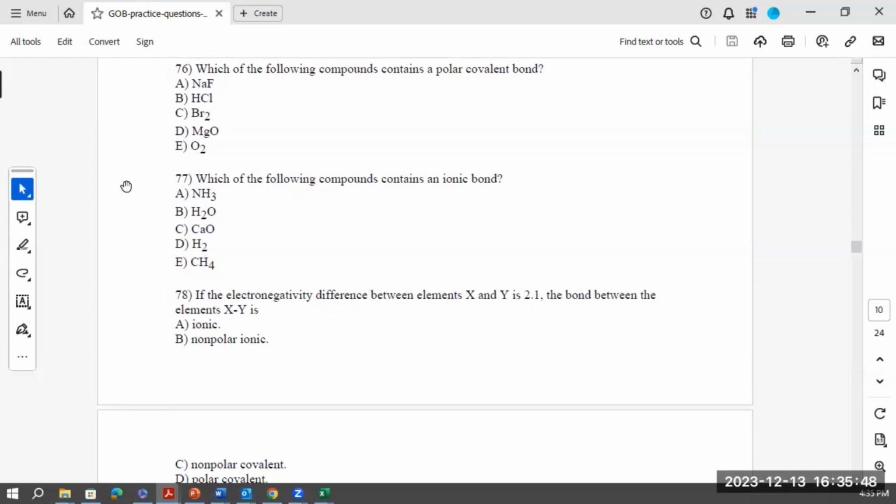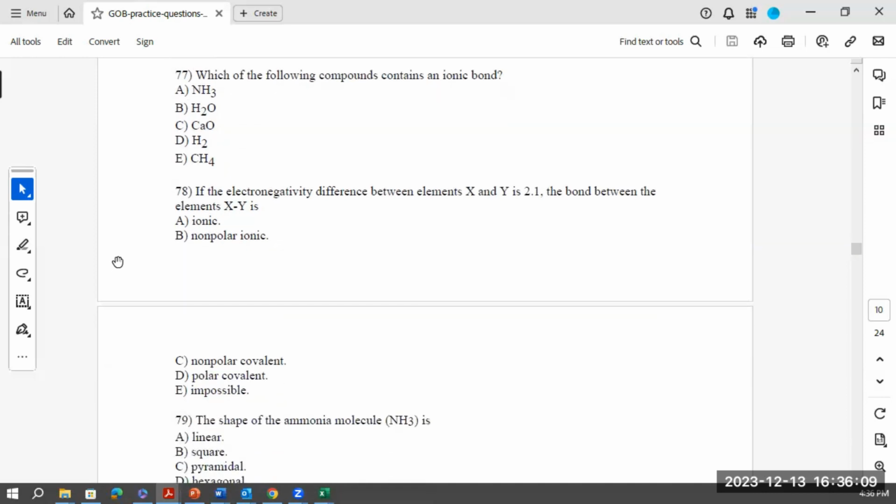Okay. Which of the following compounds contain an ionic bond? A, ammonia. B, water. C, calcium oxide. D, hydrogen. E, methane. That was C, that is correct. We have a metal and a non-metal. That's right.